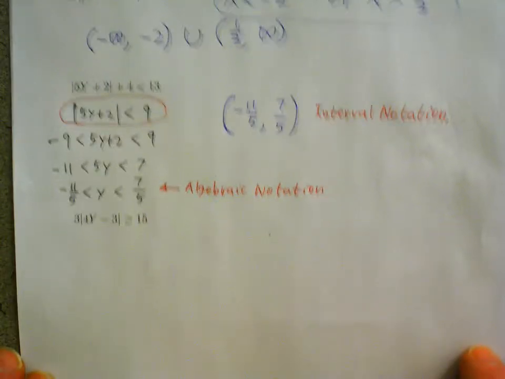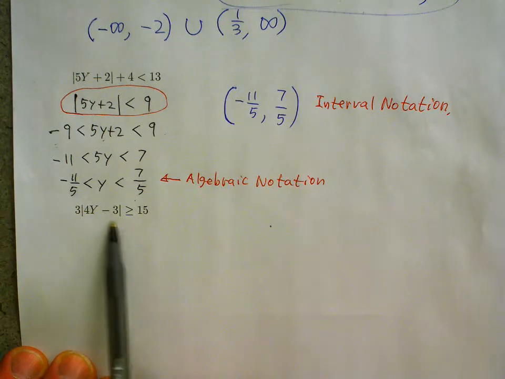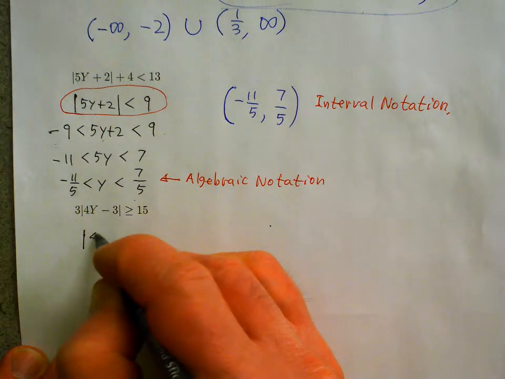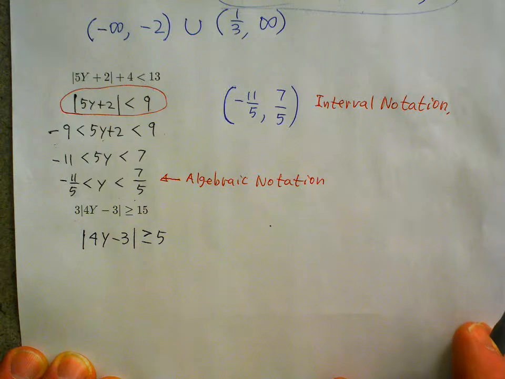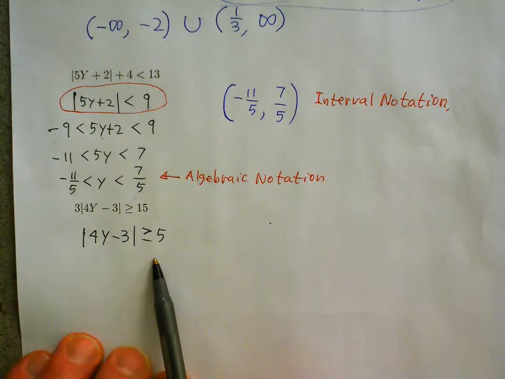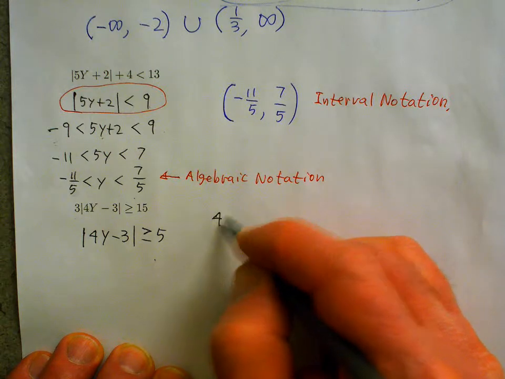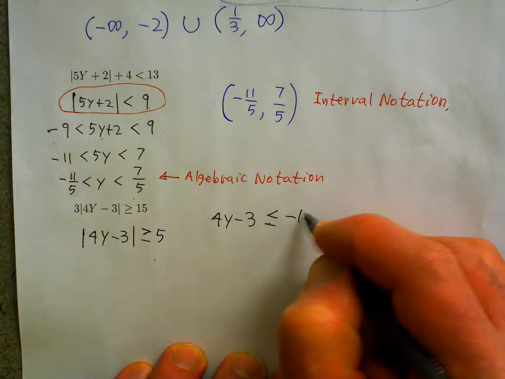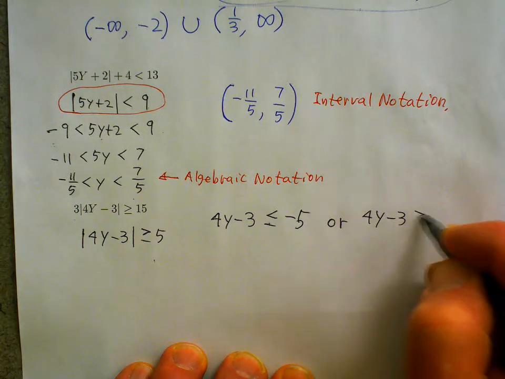Okay, let's work on the next one for a minute or so. 3 times the absolute value of 4y minus 3 is greater than or equal to 15. First, divide both sides by 3. So we get the absolute value of 4y minus 3 is greater than or equal to 5. So when we write the inequalities without the absolute value symbols, one of those is 4y minus 3 is less than or equal to negative 5. And then we write or 4y minus 3 is greater than or equal to 5.